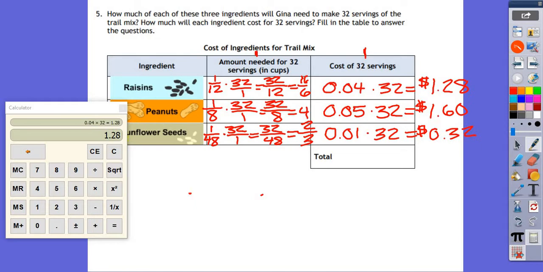So I need a grand total here. How do I get a grand total? Add it. So what do I have? $3.20. Oh, I calculated wrong. I got some different answers. $1.28 plus $1.60 plus 32 cents is $3.20. What did you get?